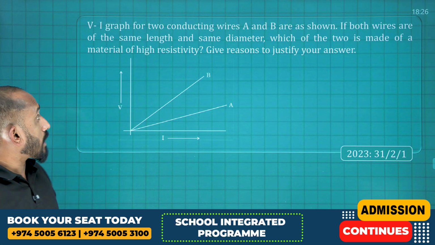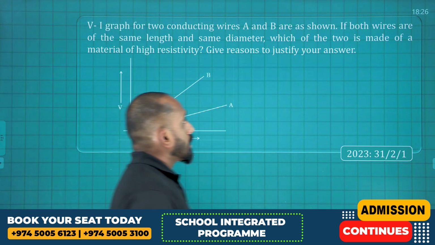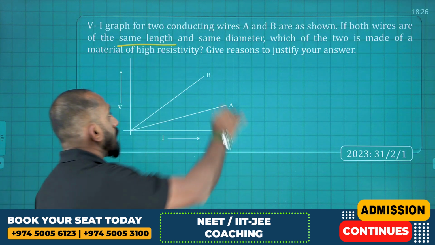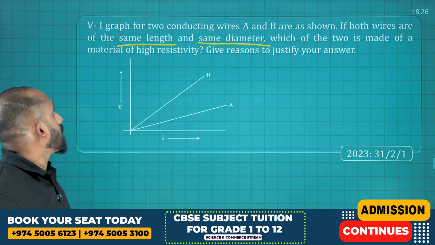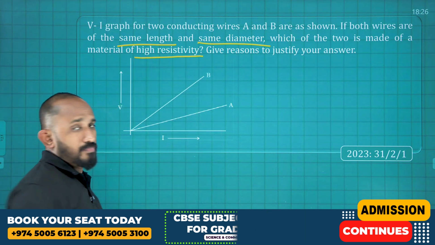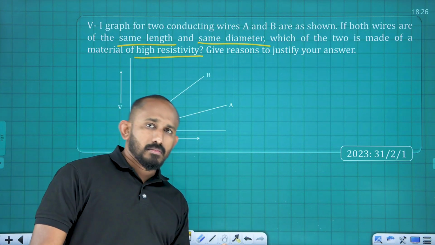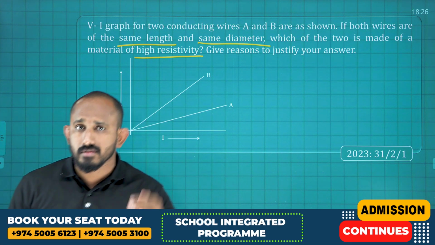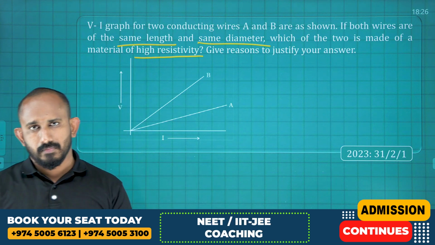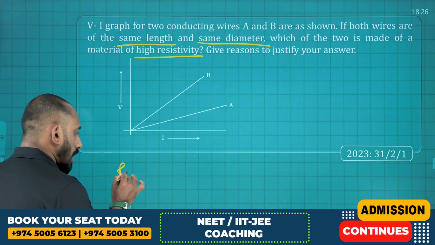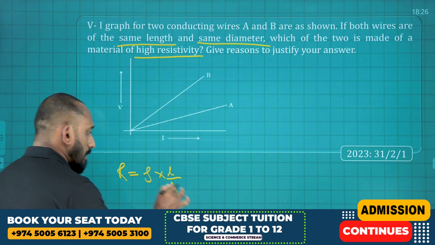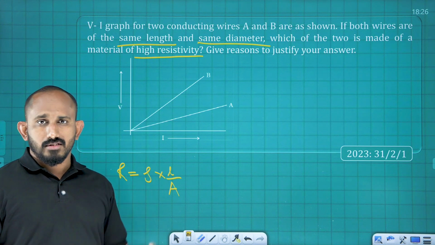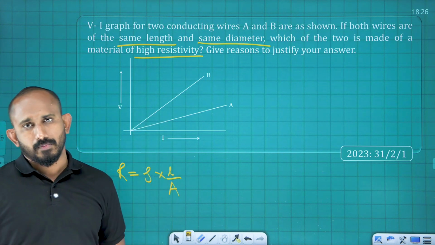VI graphs for two conducting wires A and B are shown. If both wires have the same length and the same diameter, which of the two is made of a material of high resistivity? Same length is there and same diameter also, then the one which has greater resistivity will have greater resistance, because we have the equation R is equal to rho into L by A. L and A are the same for both, so R is proportional to resistivity. As the resistivity increases, R also increases.